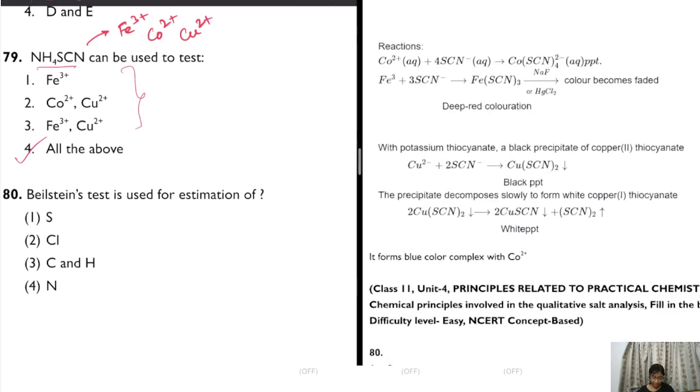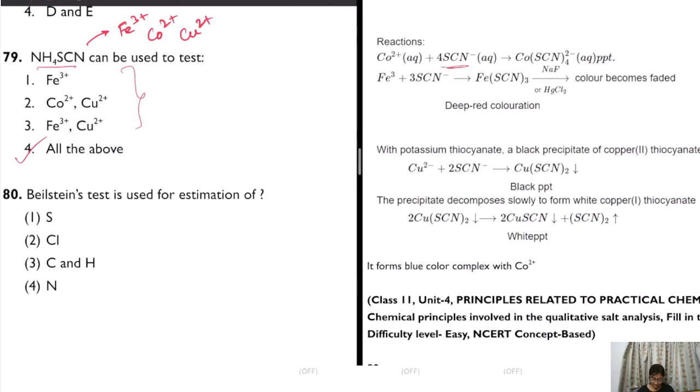With Co2+, SCN negative reacts and it forms a blue color complex. Okay, this is the complex we get. With Fe3+, it forms deep red coloration, and with Cu, potassium SCN, now SCN is called potassium thiocyanate, it forms a black precipitate of this.